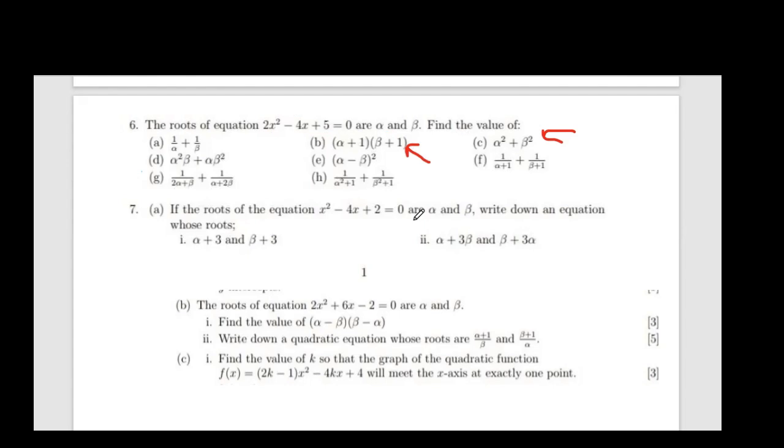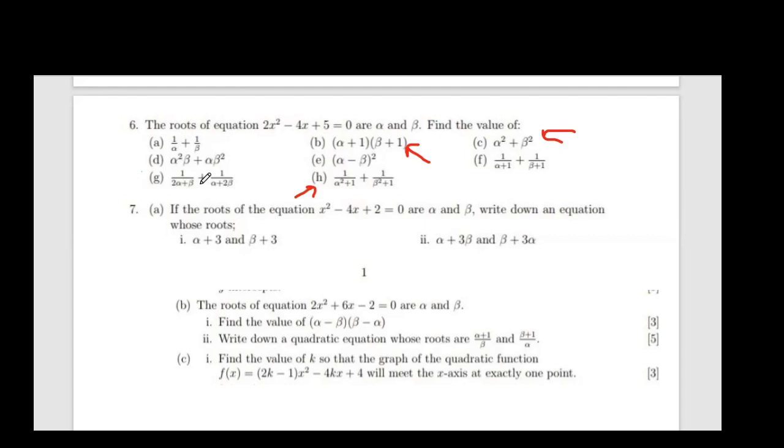G, H, and F. Someone is saying G, someone is saying H. Okay, I'm going to solve H. It looks more complex. If I solve H, it means even D, sir. Even what?